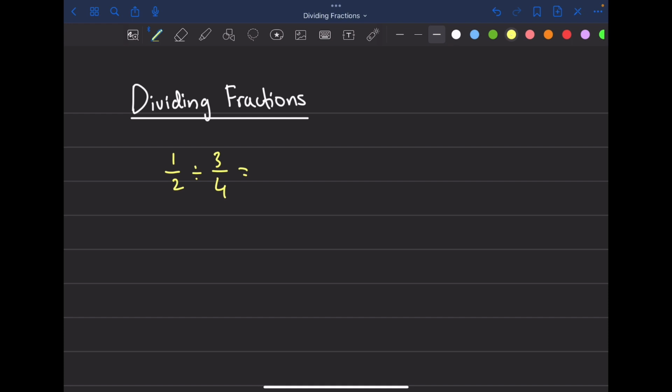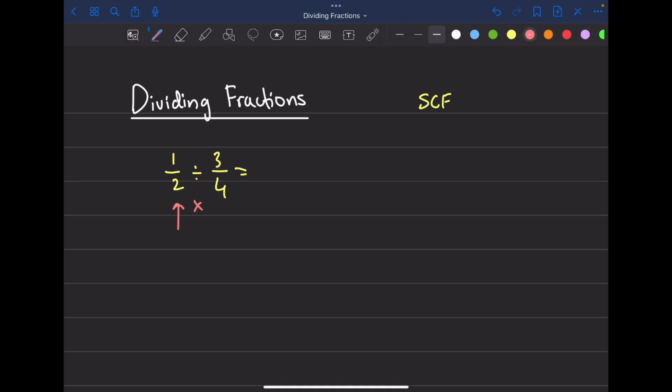through this together. So the way you do this is first, you need to know something called a same, change, flip. What that means is that you're going to keep the first fraction the same, change the division sign into multiplication, and flip the last fraction.